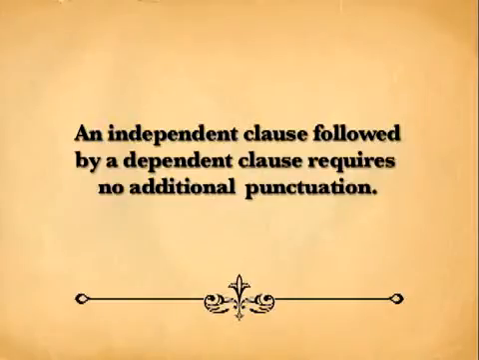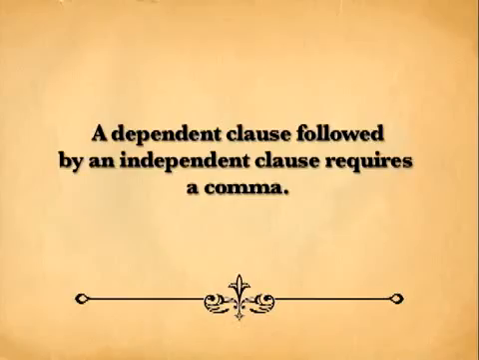As a quick note on punctuating when you're subordinating, if you have an independent clause followed by a dependent clause, there's no need whatsoever to have punctuation between those two. If, however, you reverse the order, if you have the dependent clause at the beginning of the sentence, you're going to want to use a comma to set the dependent clause off from the following independent clause.